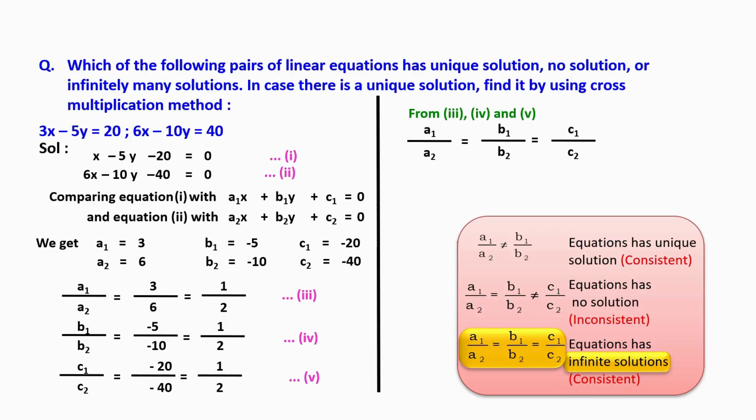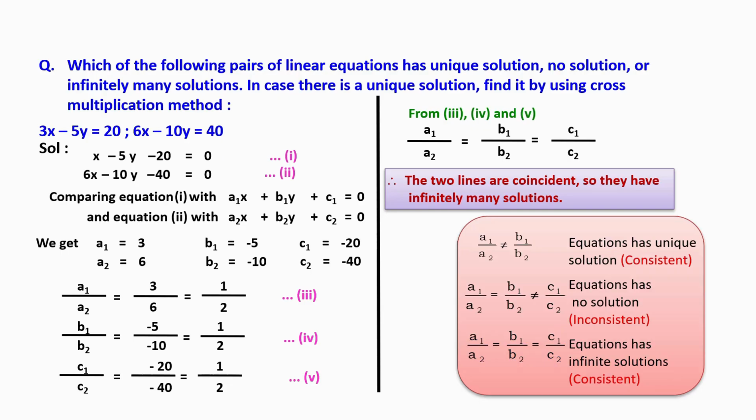Such a system is called a consistent system with infinitely many solutions. This means both equations represent the same line, and all points on the line satisfy both equations. Therefore, the given pair of linear equations is consistent and has infinitely many solutions.